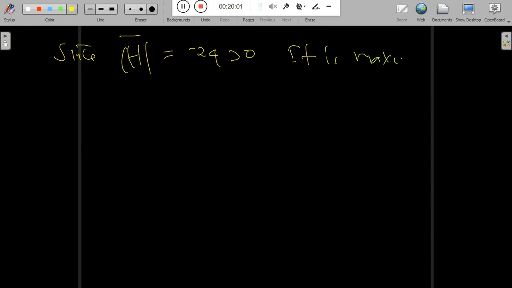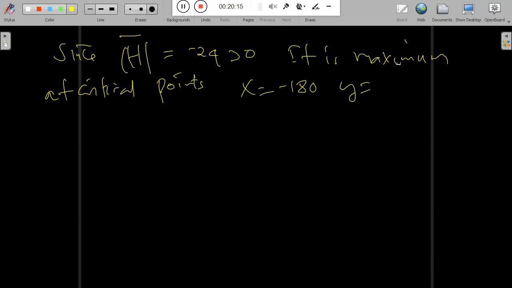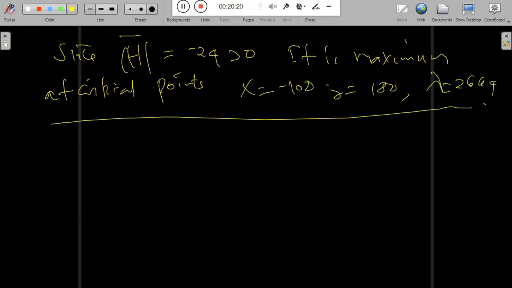And since negative 24 is greater than 0, under the condition of bordered Hessian matrix, if the determinant of the bordered Hessian is greater than 0, actually this proves that the function is maximum. And if the determinant under given bordered Hessian matrix is less than 0, it proves that it is minimum. So under the critical point now, the function is maximum at a given value of x, that is equal to negative 108, y is equal to 180, and lambda, that is equal to 2664.